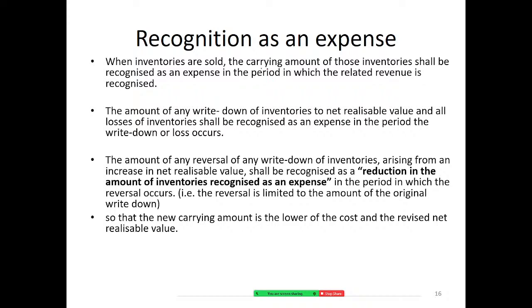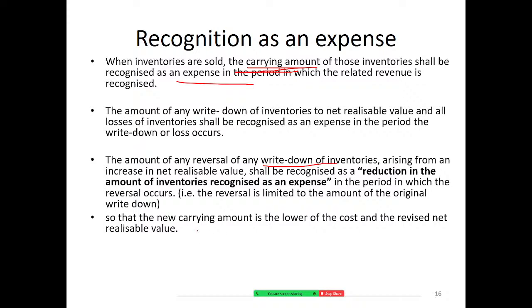When inventories are sold, the carrying amount of those inventories shall be recognized as an expense in the period in which the related revenue is recognized, so the carrying amount will be deducted. The amount of any written down of inventories to net realizable value and all losses of inventories shall be recognized as an expense in the period the written down loss occurs. The reversal of any written down of inventories arising from an increase in NRV shall be recognized as a reduction in the amount of inventories recognized as expenses.